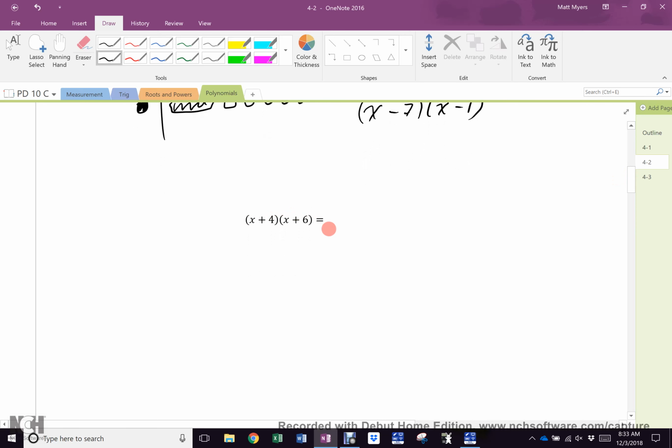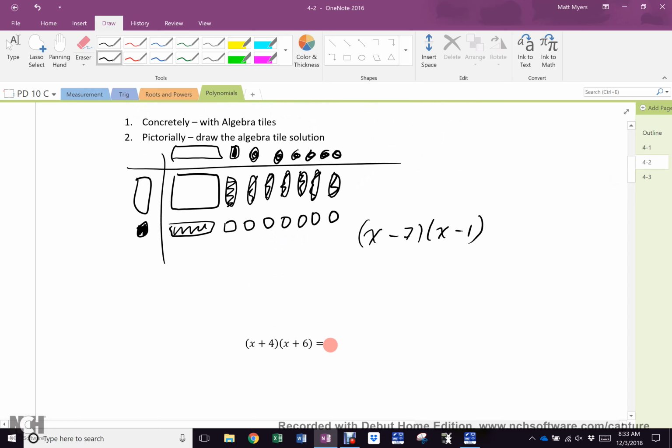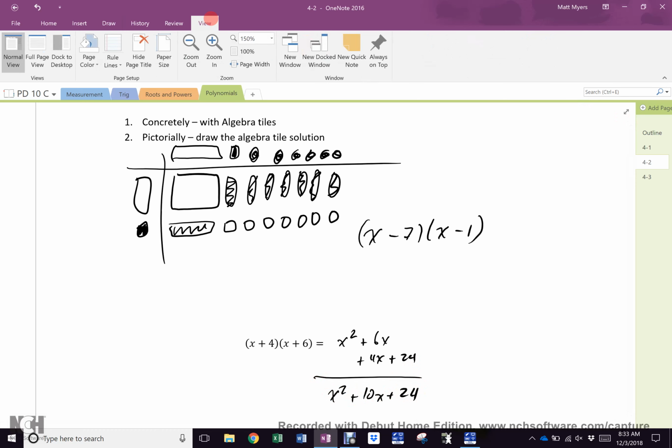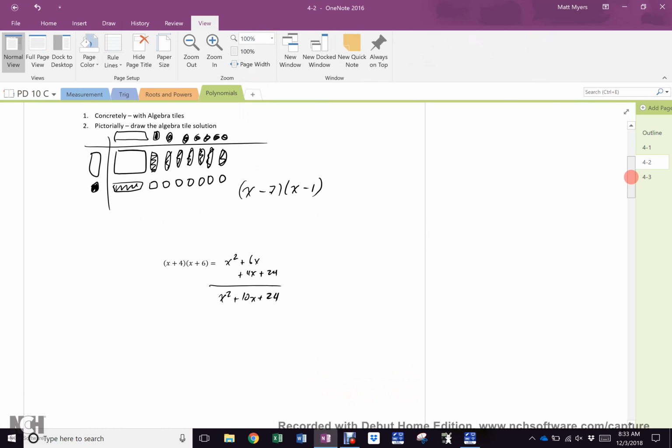Expand that. What do you get? X squared plus 6x plus 4x plus 24, right? Which got you what? X squared plus 10x plus 24, right? I'm going to highlight now 4 things on the screen. And I want you to figure out the pattern. Everybody ready?